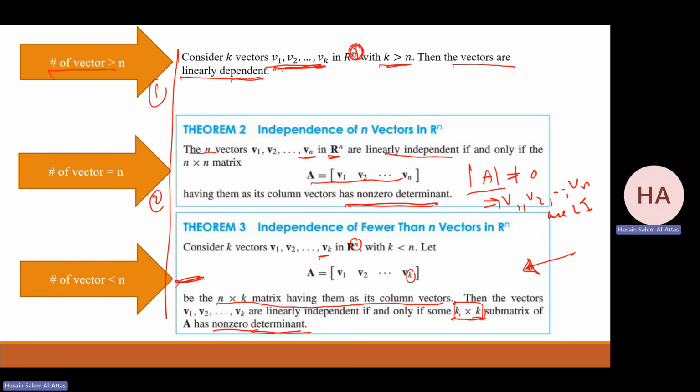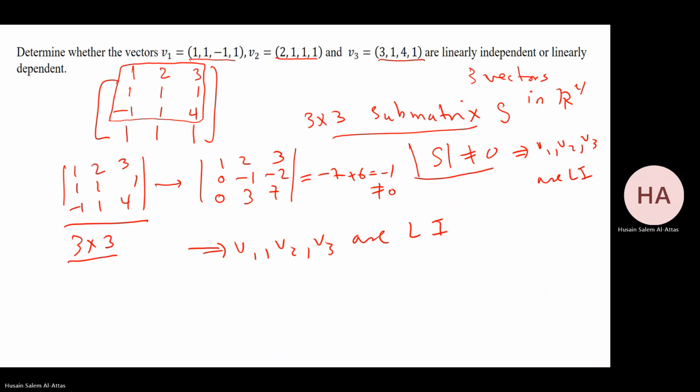The first two cases are very clear. Now another example. I need to check whether they are linearly independent or not. Okay, so I have 3, 0, 1, 2. The same case: I have 3 vectors in R4.